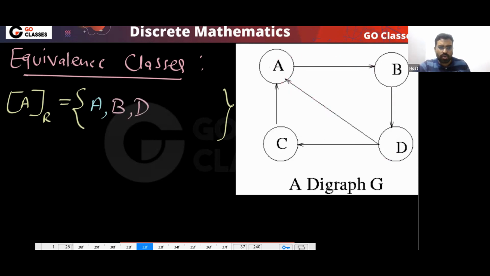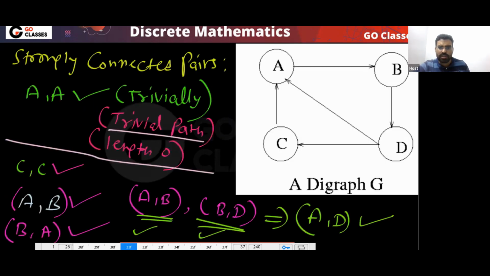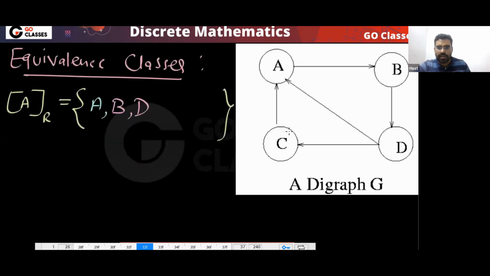A, D are strongly connected. There is a path from A to D, and a path from D to A, so they are also strongly connected. What about C? Can I say A, C are strongly connected? Yes, you can notice they are strongly connected.